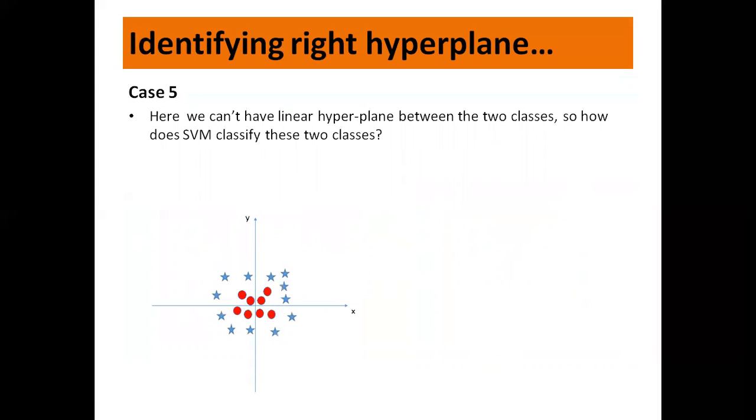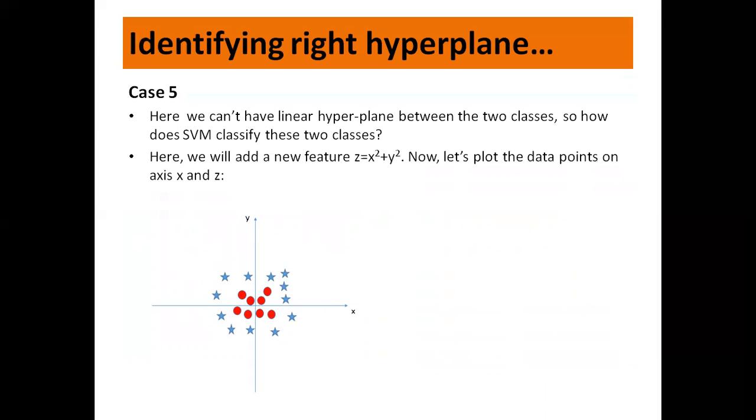Now look at this class. Can you find a single line to segregate these two classes? So how will SVM do this? We can't have a linear hyperplane between these two classes. So to solve this problem, it adds some additional features, right? So here we'll add a new feature z, which is x square plus y square. Now let's plot the data on the x-axis and z.